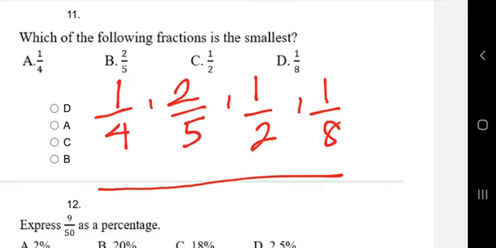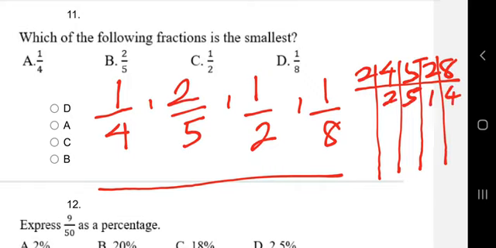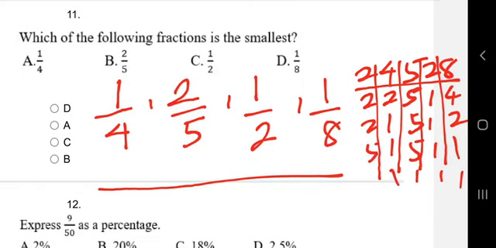So looking for the LCM, we've learned how to find LCM of numbers, right? So we can make use of this. So we have 4, we have 5, we have 2, we have 8. So 2 can go here: 2, 5, 1, 4. 2 can go: 1, 5, 1, 2. 2 can go: 1, 5, 1, 1. Then 5 can go: 1, 1, 1, 1. So which means 2 times 2 times 2, that's 8, times 5. That is 40. 40 is the LCM.